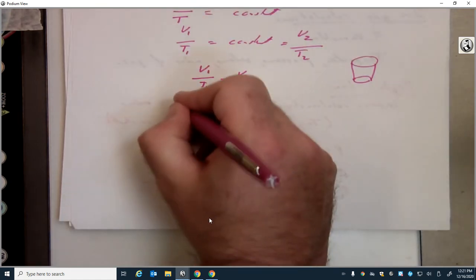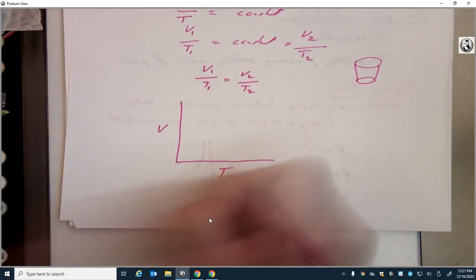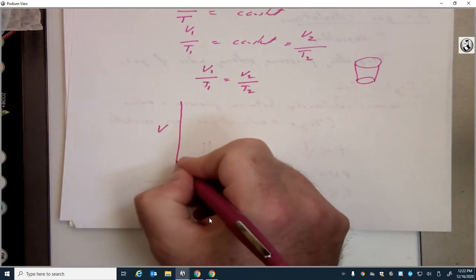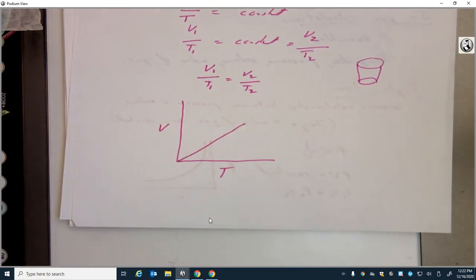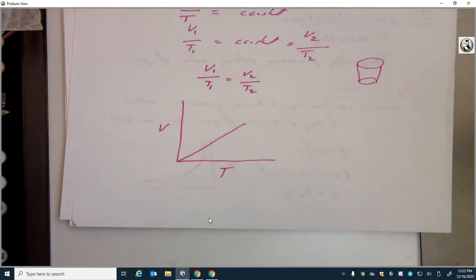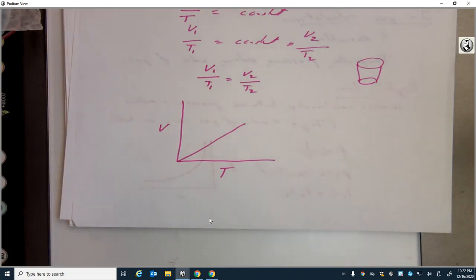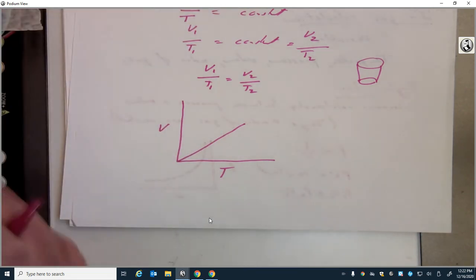So Charles also has a graph that you need to know. If we graph Charles' law, you get something like this. You get this direct relationship. Now, Charles' law is how we initially calculated absolute zero.